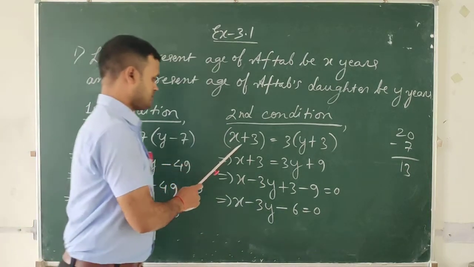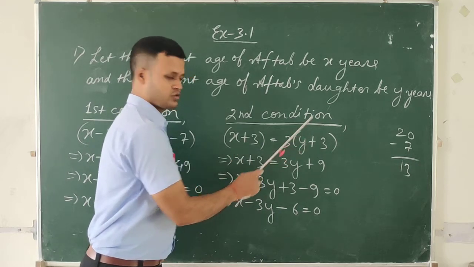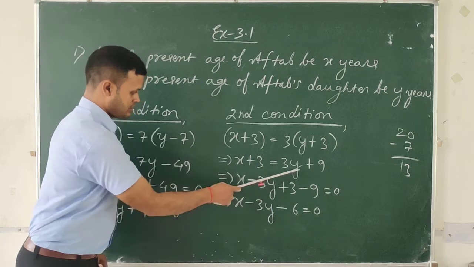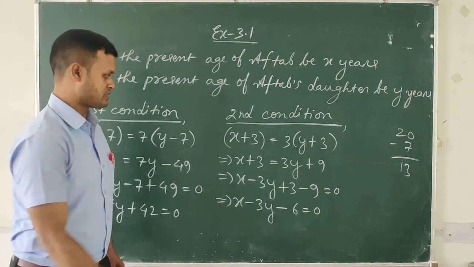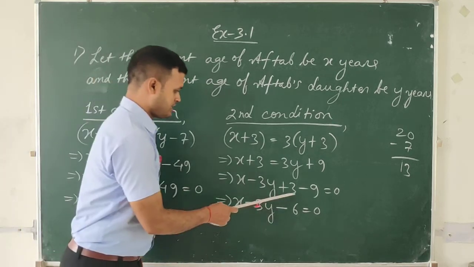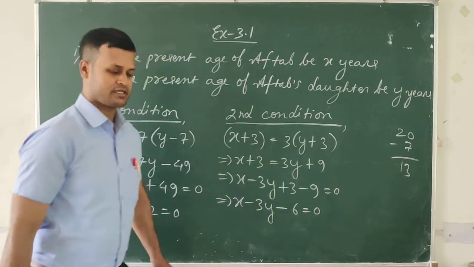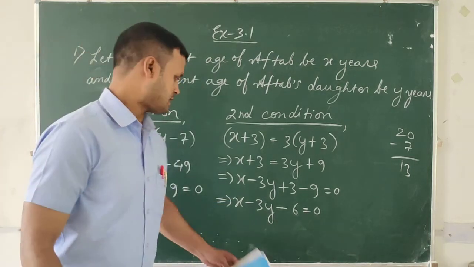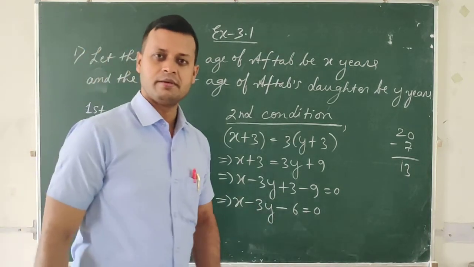And the second condition: x plus 3 is equal to 3 into y plus 3. 3 into y will become 3y, plus 3 into 3 will become 9. 3y will bring it to the left hand side, it will become minus 3y. Plus 3 is already there. Plus 9 will bring it to the left hand side, it will become minus 9. So 3 minus 9 will become minus 6. So these are the two situations or conditions. These are the two linear equations in two variables.